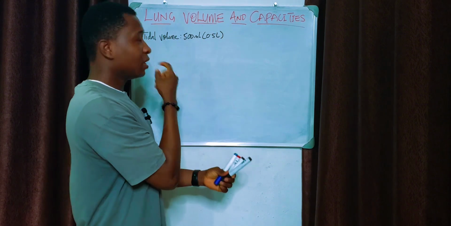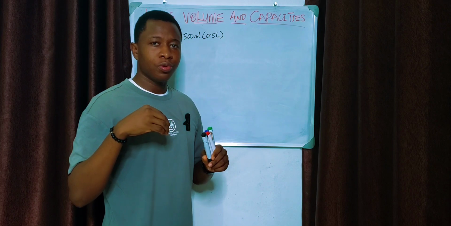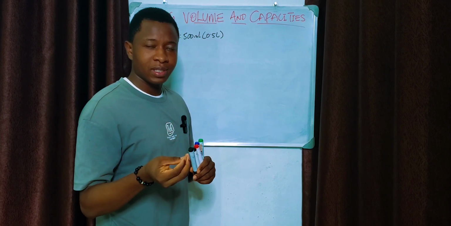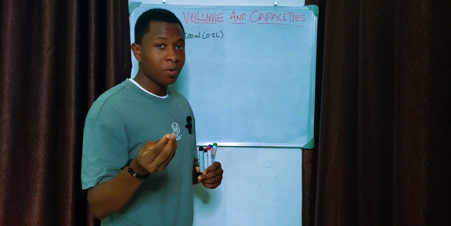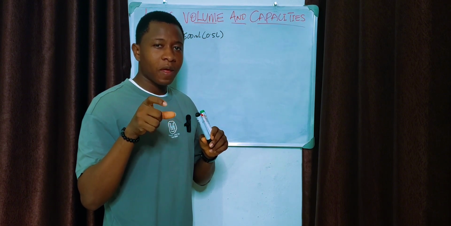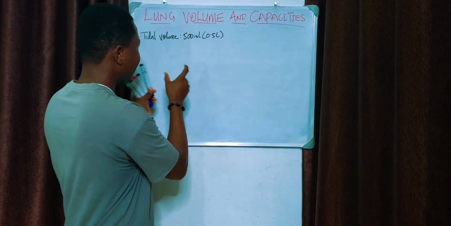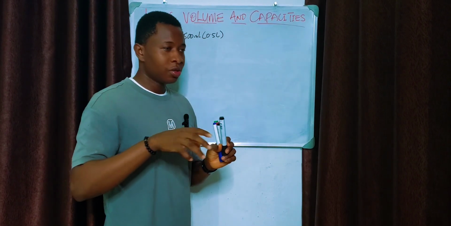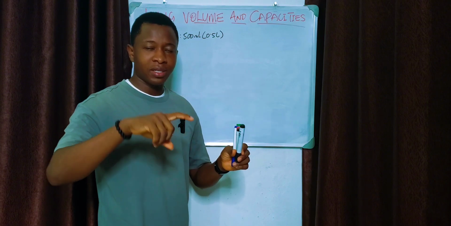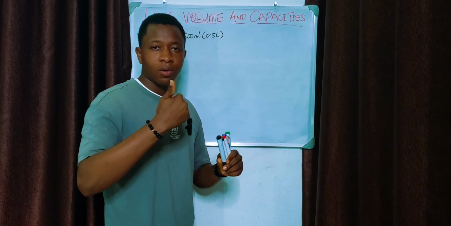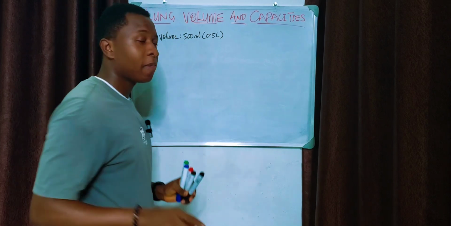Now, this volume of air is just the air that you take in and take out when you are relaxed. So, as you're watching this video now, the air that is entering and leaving the lungs is what we call the tidal volume. Just like the tide, air goes into the lungs and goes out of the lungs freely.